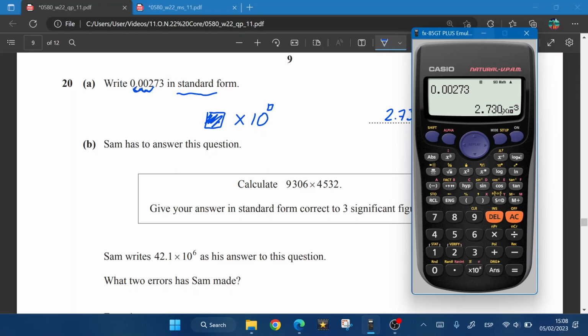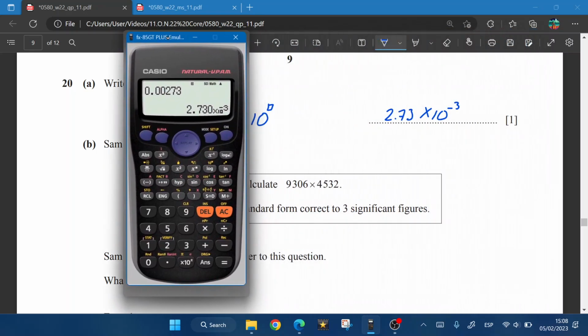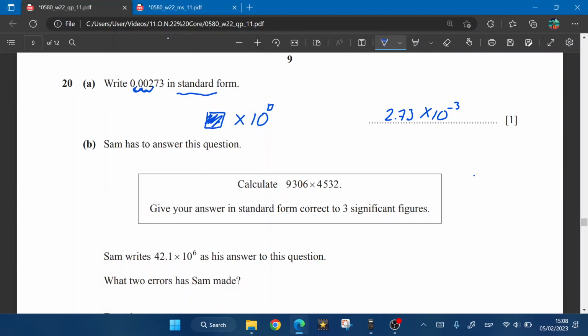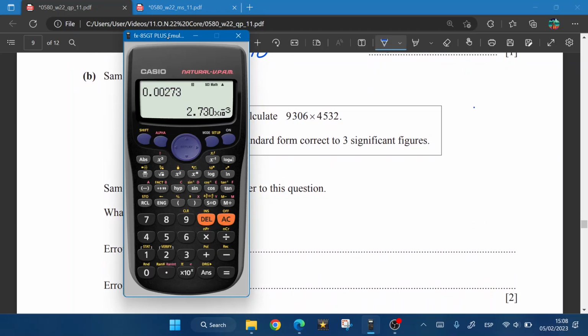It puts that 0 there after the 3 because I pressed 4, so it shows 4 figures, although that 0 means nothing. If I press 3, it won't show me the 0. If I press 5, it will put 2 zeros. But anyway, it gives us the answer in standard form. This will be helpful for the next question. They tell Sam to work this out.